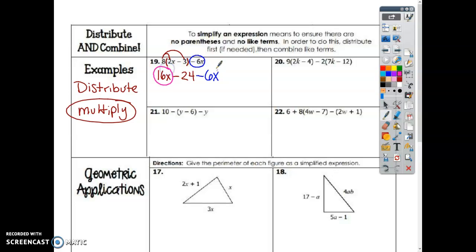16x minus 6x. What's 16 minus 6? 10x, right? Because this one has an x, this one has an x, so the answer has an x. And then this one, minus 24, there's nothing else, no hay nada más, to combine. So this one just comes down, minus 24. And this is your final answer. Okay?